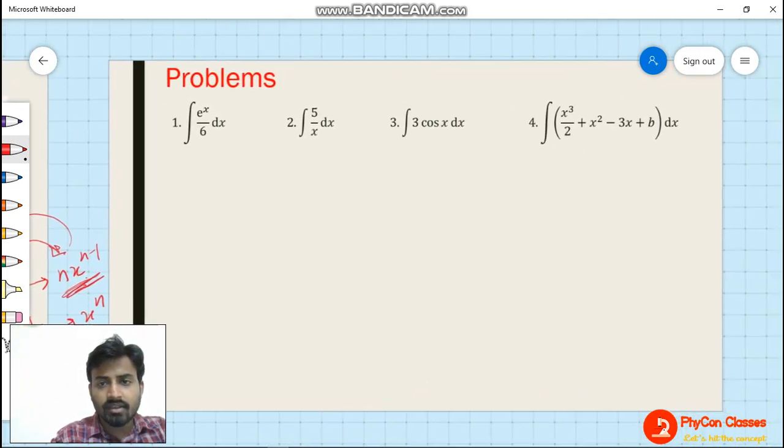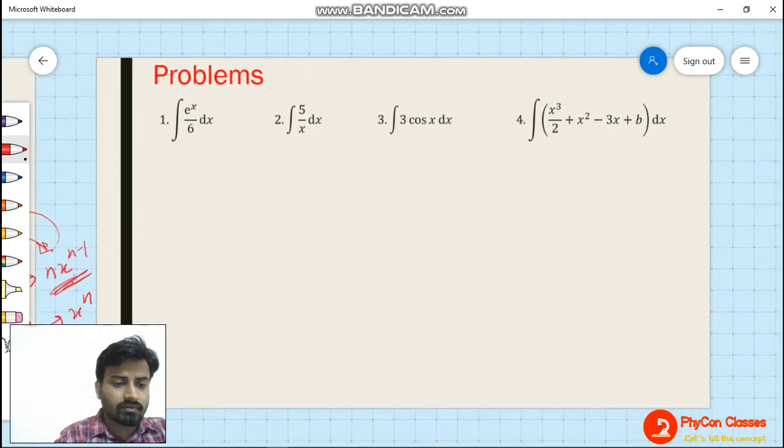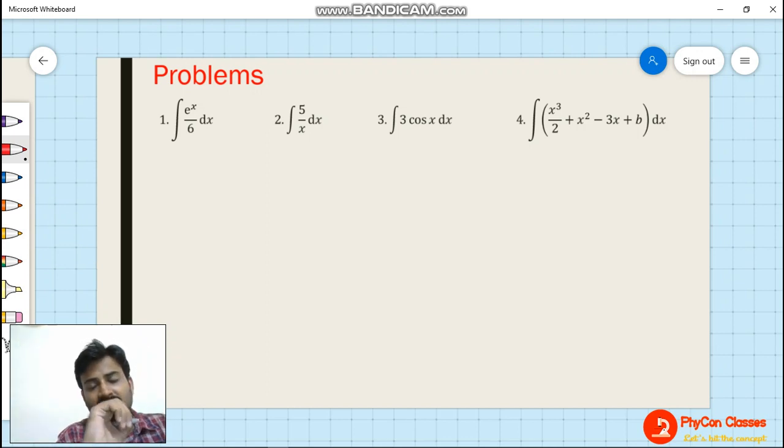Okay. So here we have 4 problems. We'll be solving all these. Okay. So the first problem is e to the power x dx. What was the differentiation of e to the power x? E to the power x only, right? Differentiation of e to the power x is the same, e to the power x. So the integration of e to the power x will be e to the power x only.